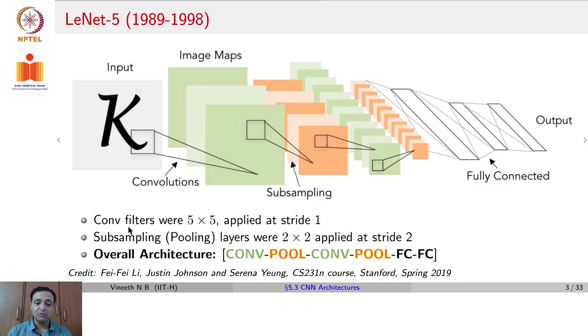The convolutional filters were of the size 5 cross 5 applied at stride 1. The pooling layers were 2 cross 2 applied at stride 2. You can see the overall architecture written this way. This is a common way of writing out architectures of neural networks, where you say conv, pool, conv, pool, fc, fc. It denotes a convolutional layer followed by a pooling layer, followed by a convolutional layer, followed by a pooling layer, an fc layer, and an fc layer. Even architectures until today follow similar principles in their design of CNN architectures.